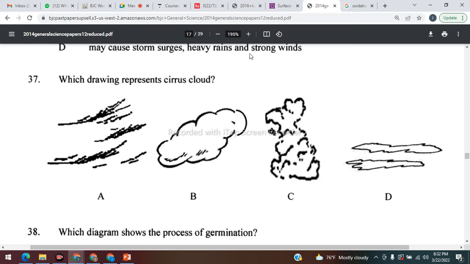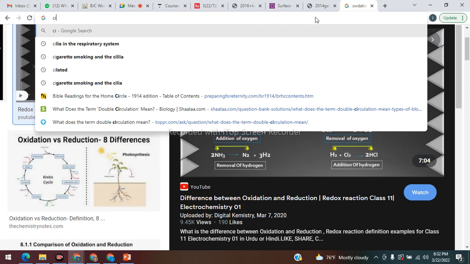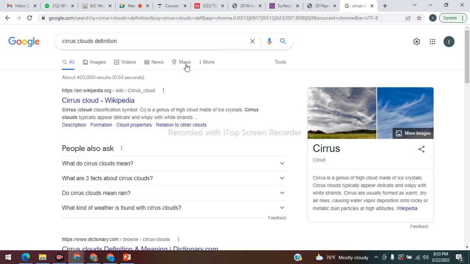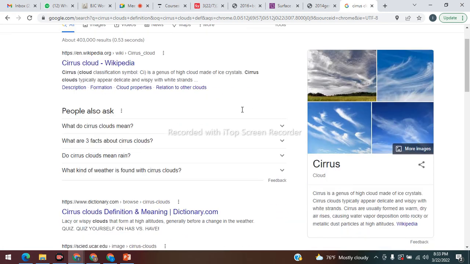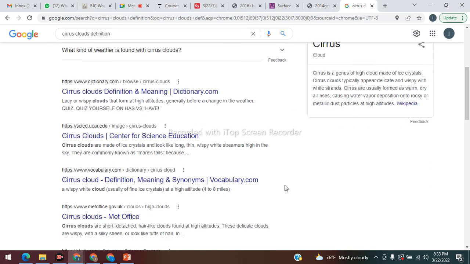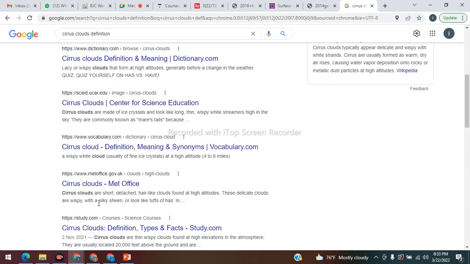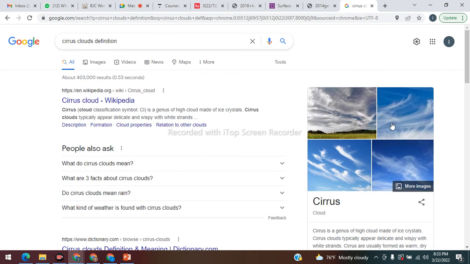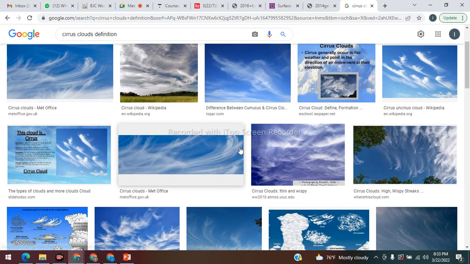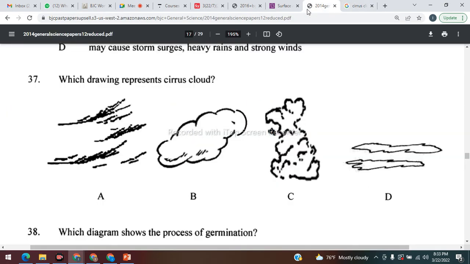Cirrus cloud. Now, what are Cirrus clouds, right? Let me show you Cirrus clouds by definition. So there they are. They're made of ice crystals. They look like long, thin, wispy white streamers in the high sky. They look silky and scraggly, thin and wispy, right? Look at them. They occur all the time at high altitudes. Cirrus. Okay, this is A.